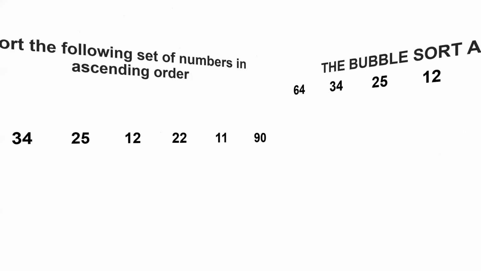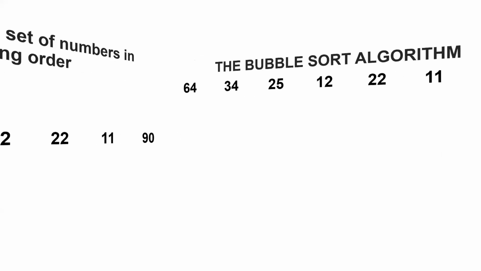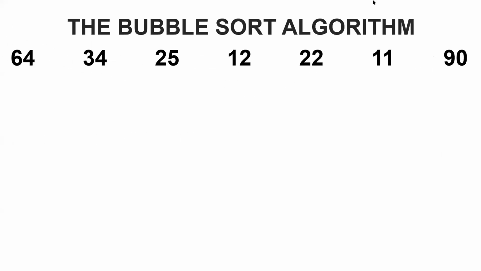So what happens over here is I have the numbers 64, 34, 25, 12, 22, 11, and 90 all jumbled up. So I'm going to start systematically from the first number, 64. I'm going to compare it with the next number, 64 and 34. Since 64 is larger than 34, I'll rearrange 64 and 34 to get 34 and 64. Of course, the rest of the numbers, 25, 12, 22, 11, and 90 are still jumbled up.